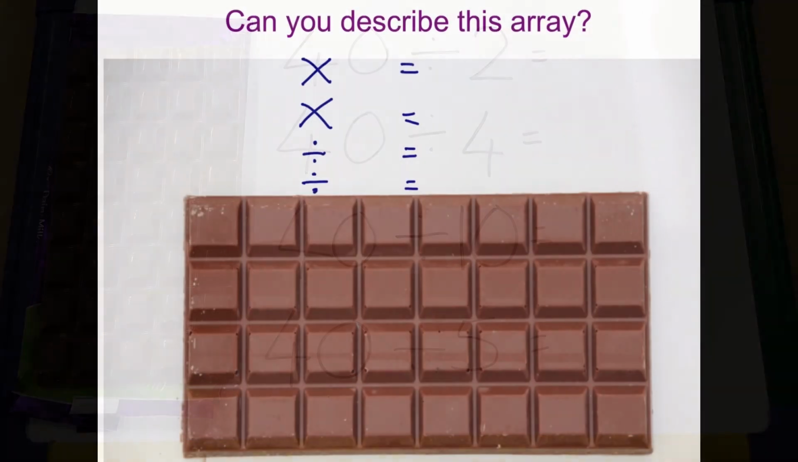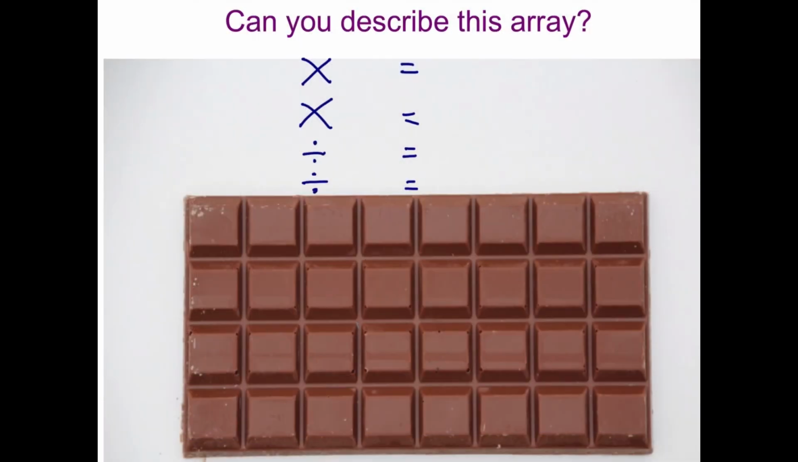In your pack, you have a sheet with pictures of 2 different bars of chocolate that you then need to describe the array. So this is another example. It's not the same as the one in your pack. So when you're describing the array, remember, you need to count how many are down one side. So we've got 4 down one side. Then how many are down the other side? So there's 1, 2, 3, 4, 5, 6, 7, 8. So that would be 4 times 8 or 8 times 4.